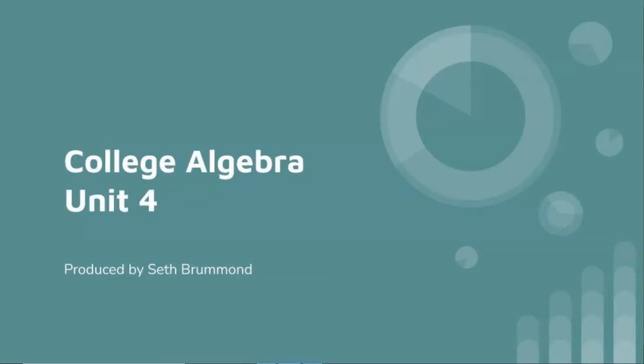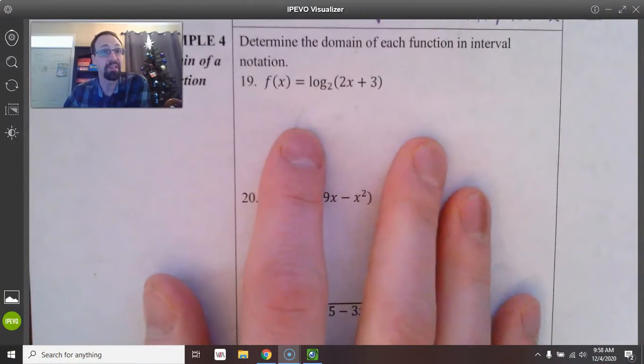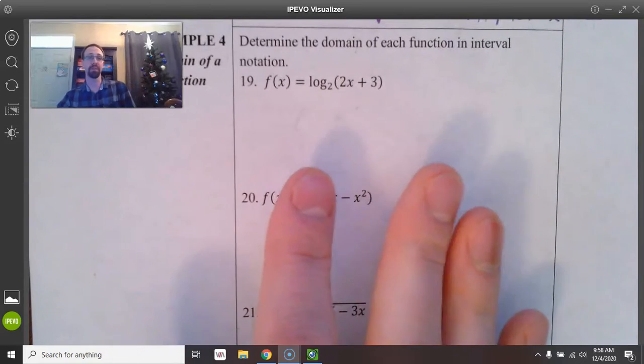Hi friends, welcome to the Unit 4, Day 3 notes. Today we're going to be in example 4, finding the domain of a logarithmic function.